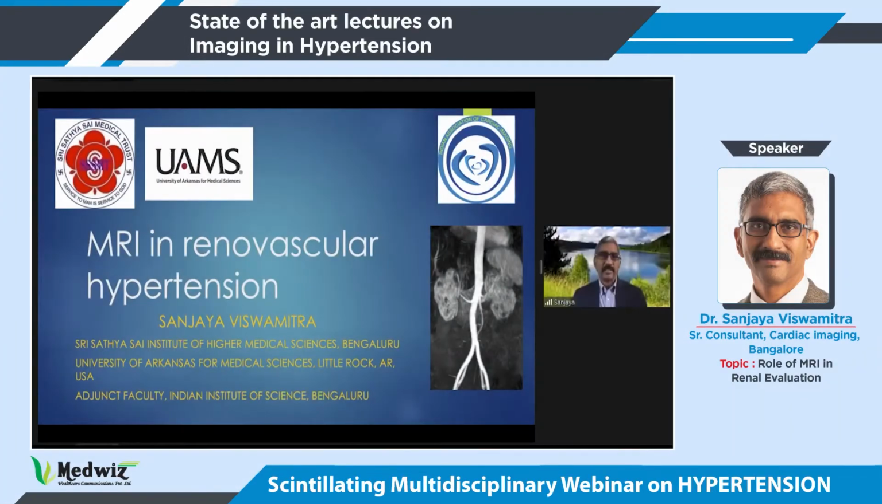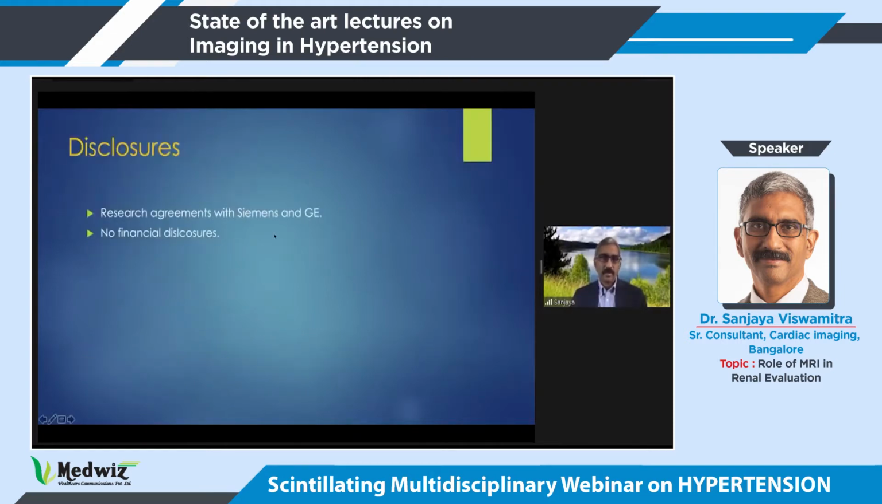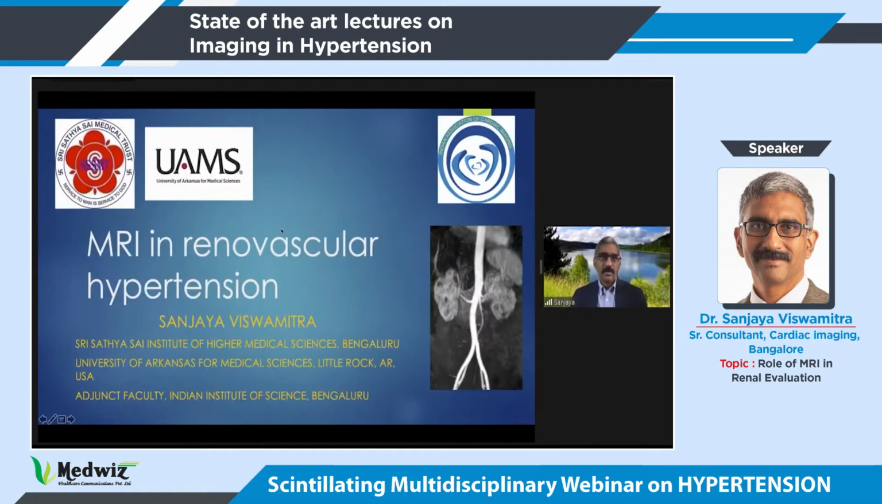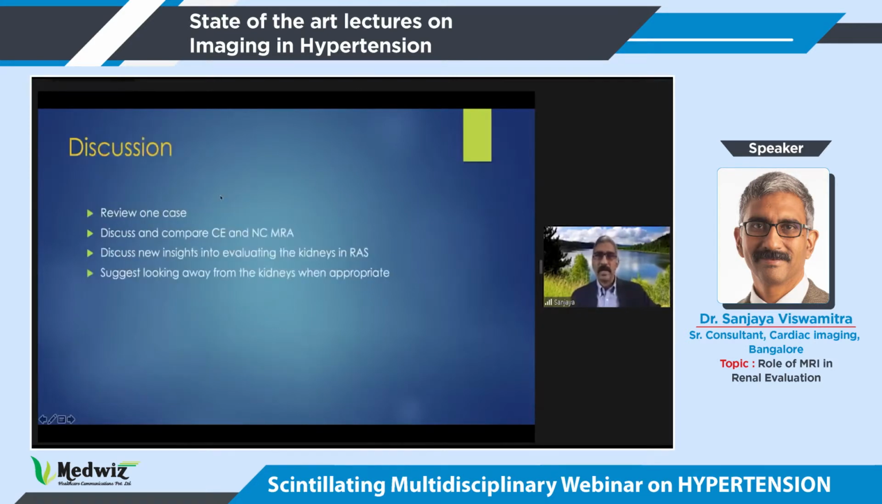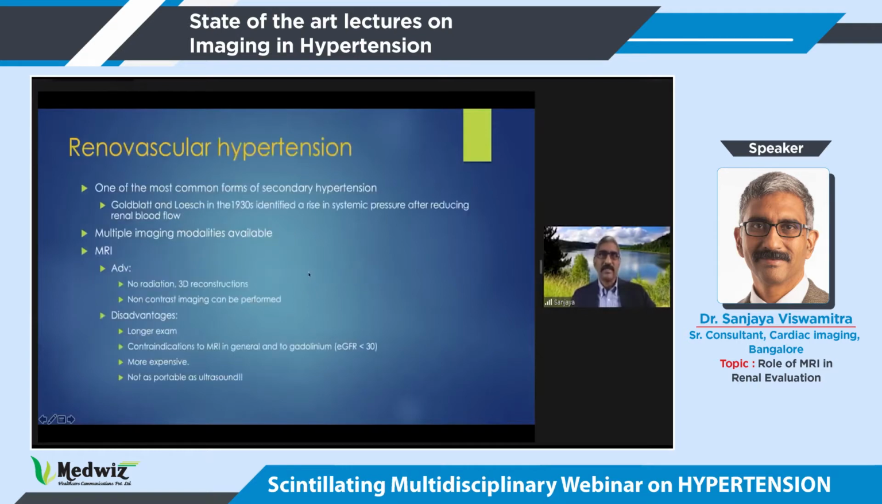So my topic is to talk on MRI and renovascular hypertension. I have no disclosures, and my aim is to review one case to show you how we use MRI in renovascular hypertension, discuss and compare some of the differences and advantages or disadvantages of contrast-enhanced and non-contrast MRI angiogram, and look at some new insights in evaluating the kidney in renal artery stenosis, and also suggest that the kidney is not the only thing that one can look at with MRI, and one needs to look at other regions as well.